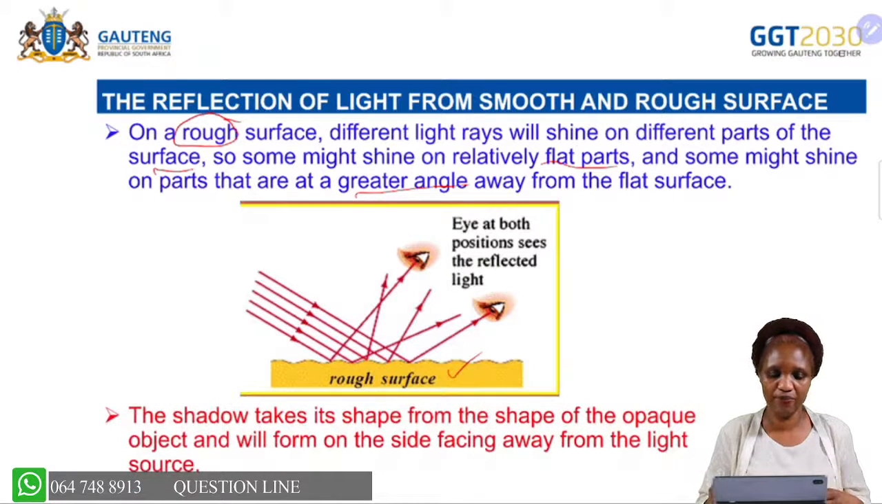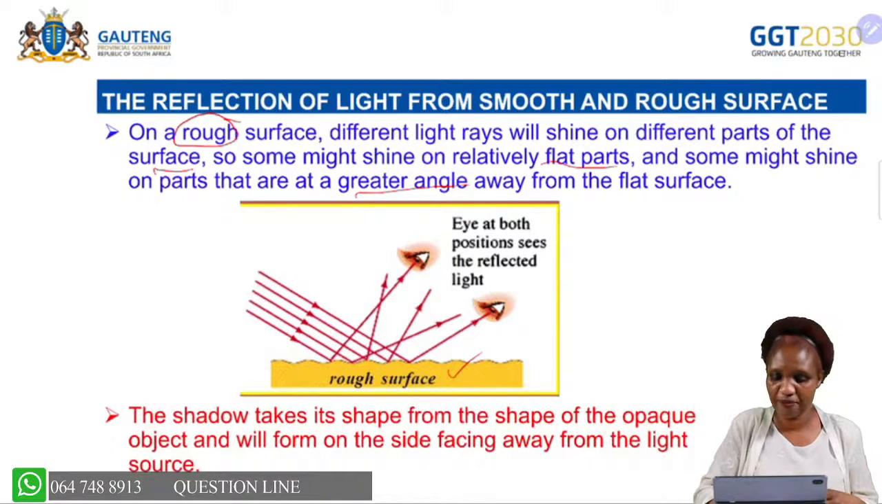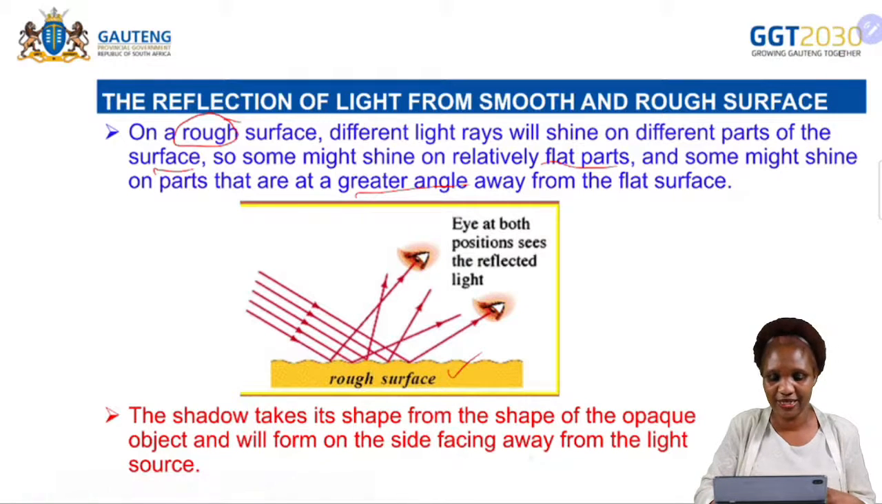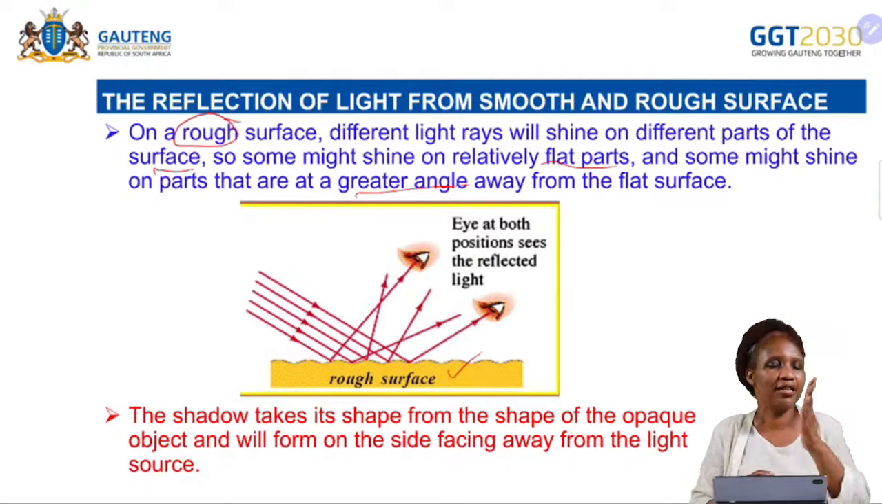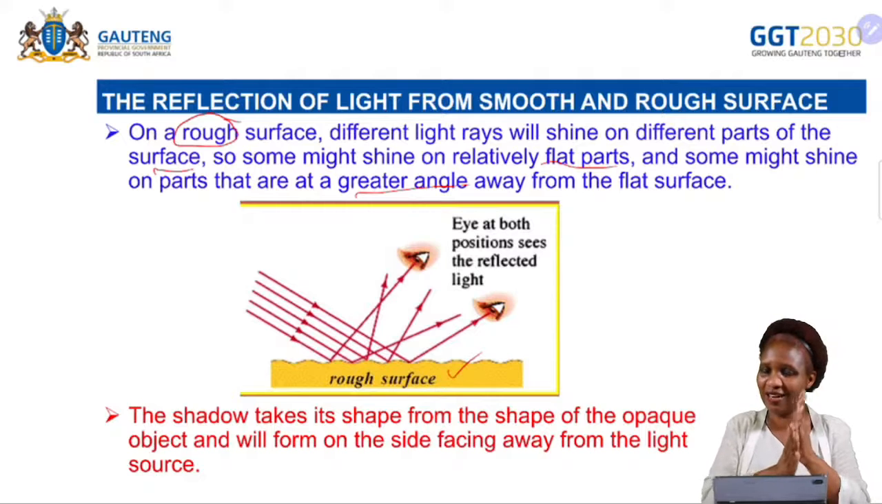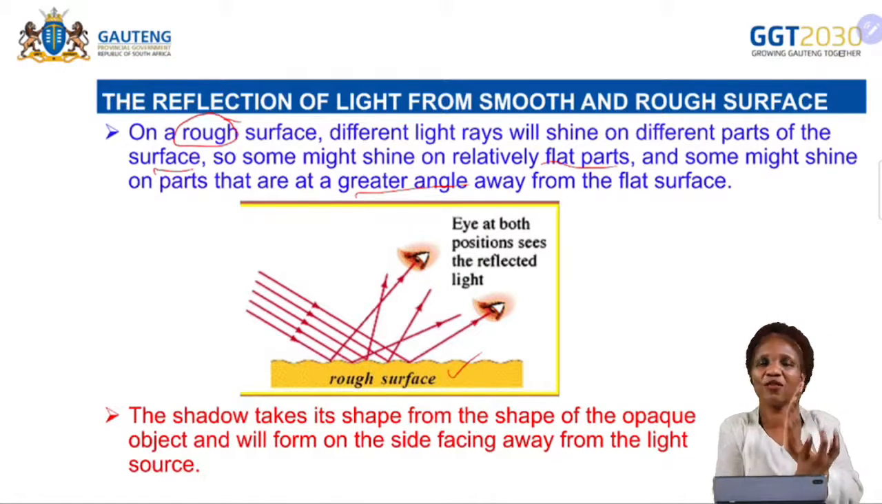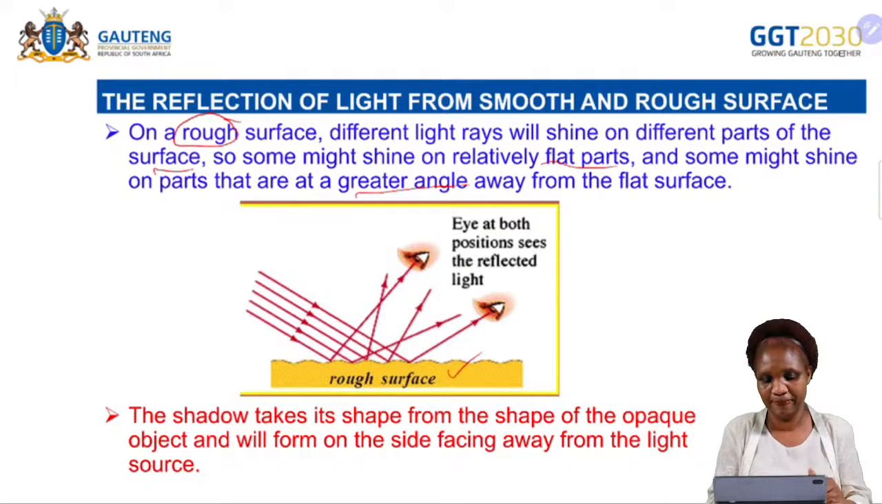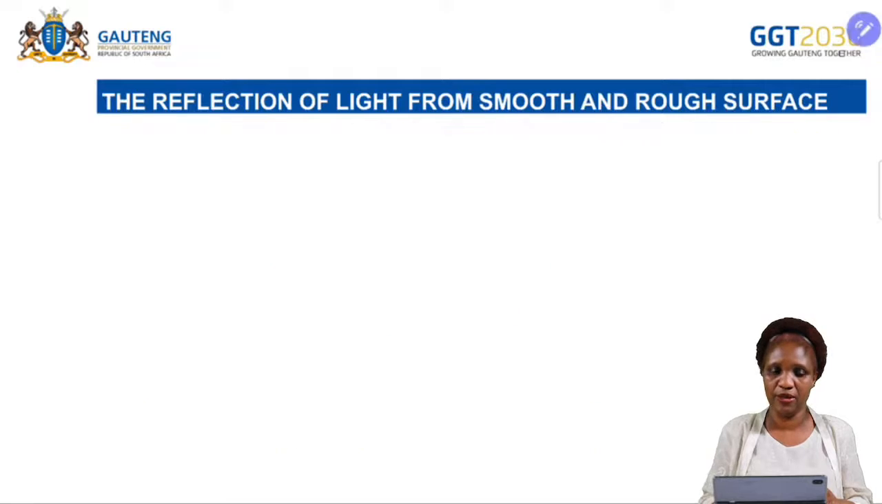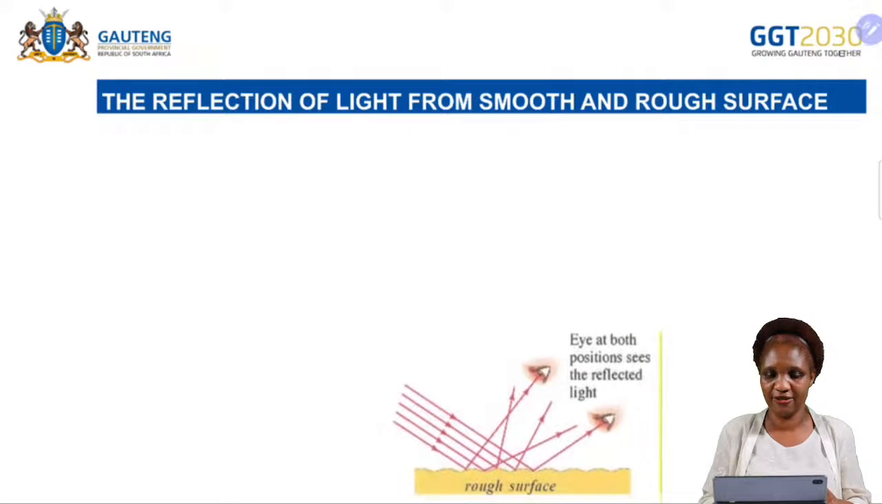Let's move on. The shadow takes its shape from the shape of the opaque object and will form on the side facing away from the light source. For example, what we said about the hand. The hand is opaque, therefore it blocks the light. The light doesn't travel through. And then what is going to happen on the other side, there is going to be a shadow. All right. Let's continue, Grade 8.